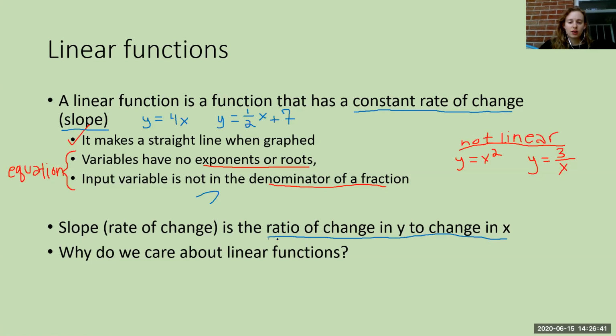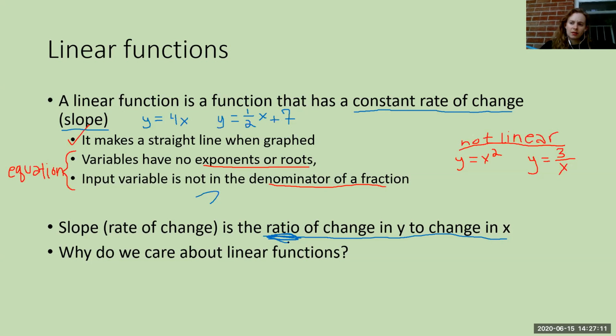If you remember, this word ratio means comparison, right? Comparing two things. So slope is a comparison of the change in the vertical direction, the change in y, to the change in the horizontal direction, the change in x. So we're comparing change in y to change in x. And again, we're going to see lots more examples of that later on in the lesson.